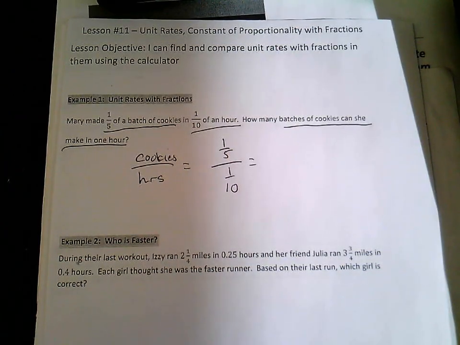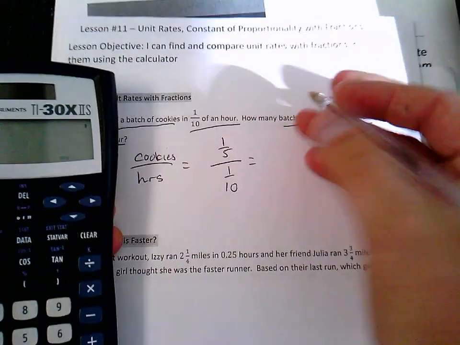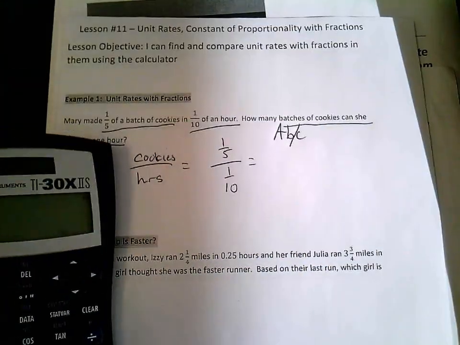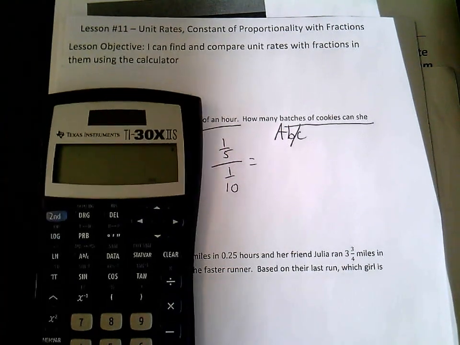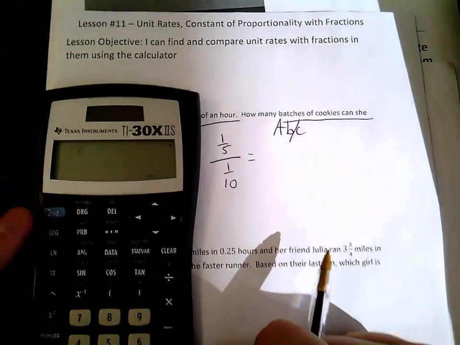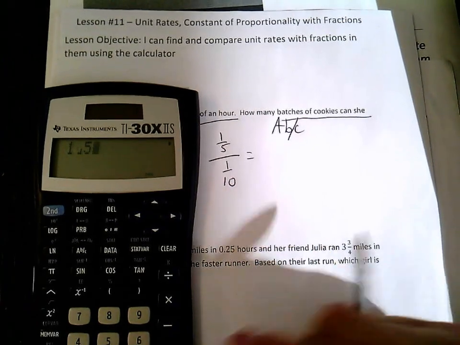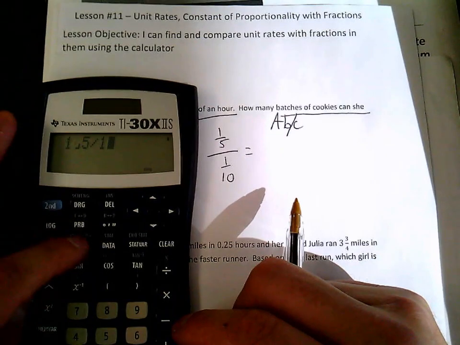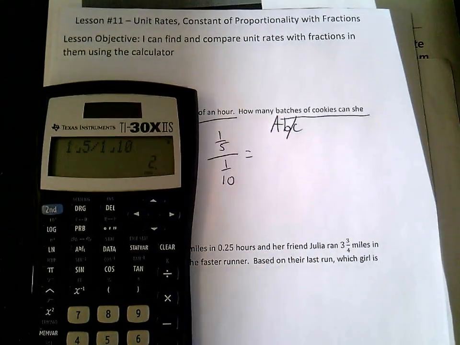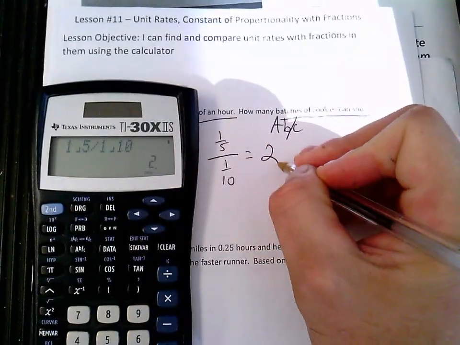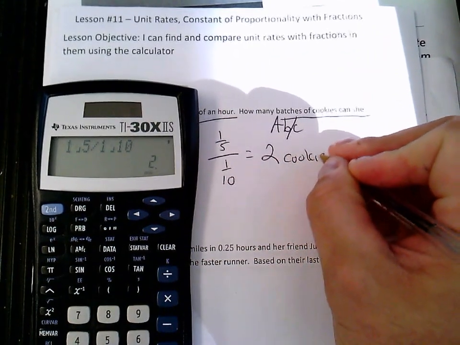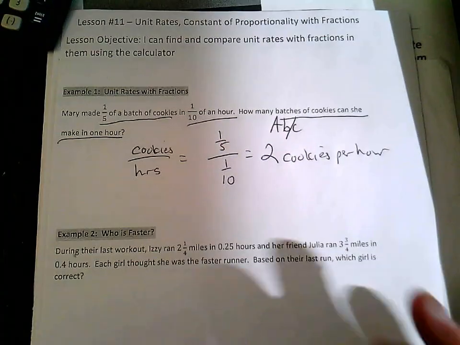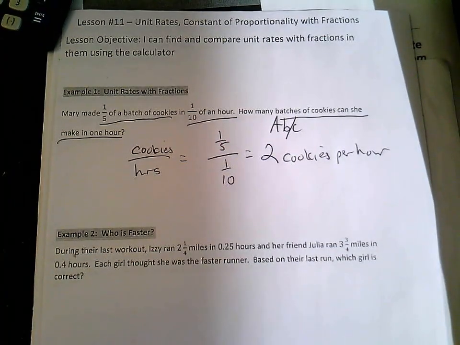Okay, so now all we need to do is just divide. The ABC button is going to be the button that you're going to use to do these fractions. So we're going to do 1/5. So it's 1, ABC, 5, and you should be doing this as I'm doing it so you can practice. Divided by 1, ABC, 10. It equals, and we get 2. So it'll be 2 cookies per hour, or 2 batches of cookies, I should say.